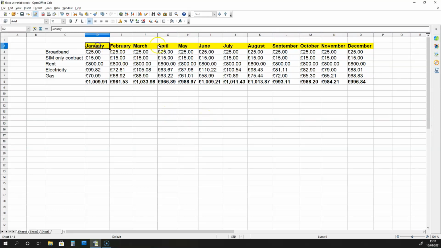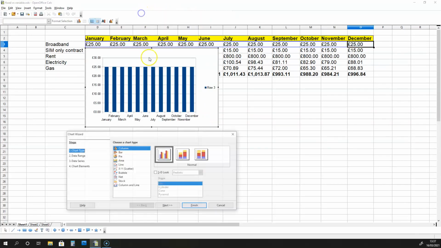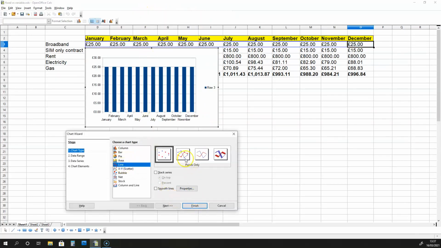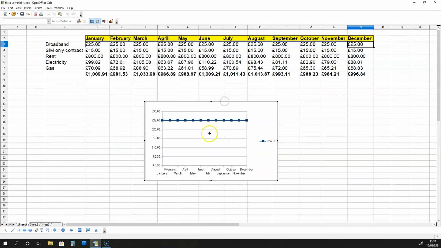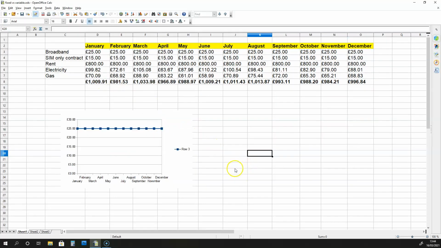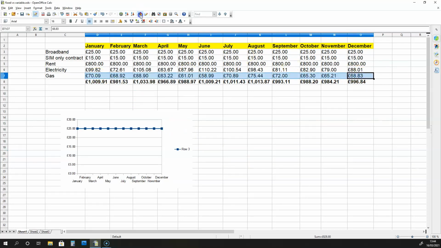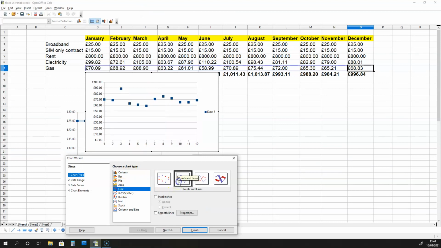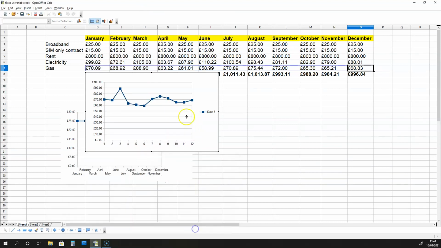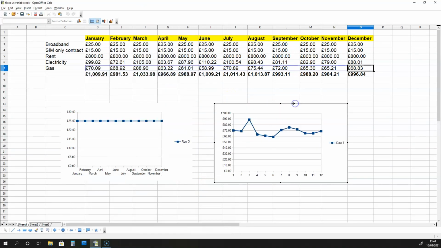Now, if you graph fixed expenses, what you're going to see is a straight line. That is because everything is constant and nothing changes over a period of time. However, with variable expenses, the picture is going to be quite different. What we're going to see if we graph variable expenses is fluctuations. That is because with variable expenses, we are paying something different each month.